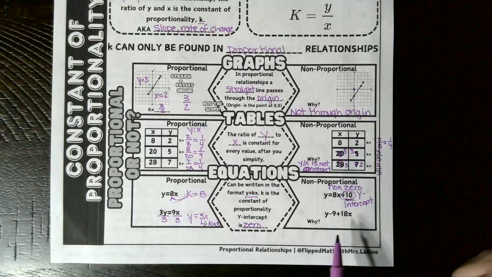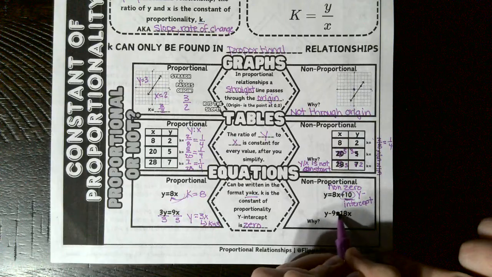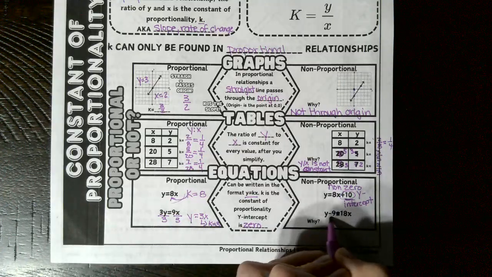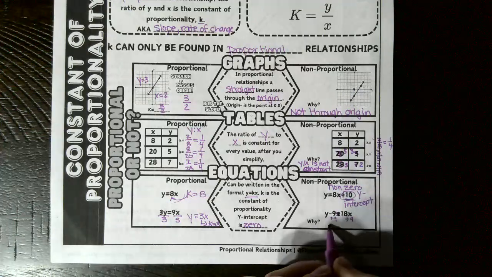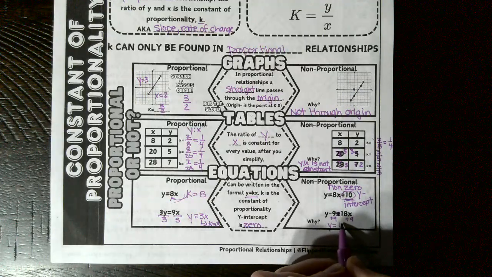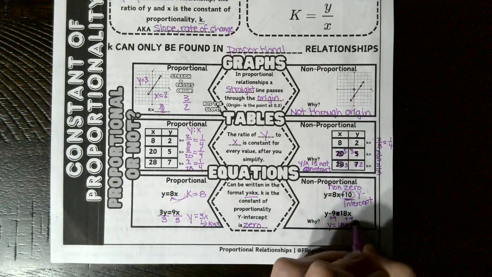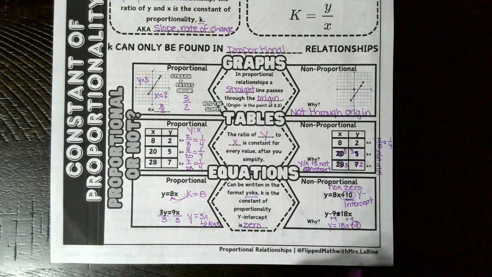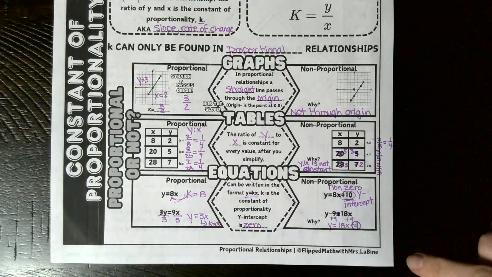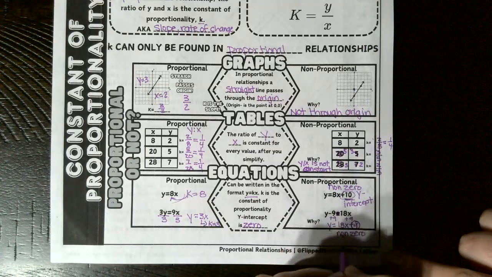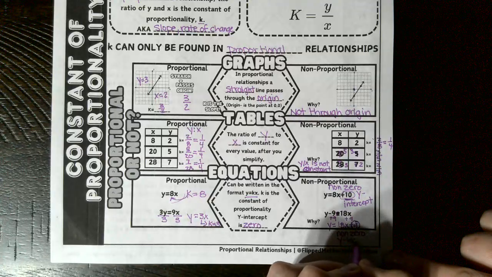Okay, and then this one, y minus 9 plus, that should say equals, man, just making lots of mistakes today. Y minus 9 equals 18x. So I need to get y by itself. So I'm going to add 9 to both sides. So this will become y equals 18x plus 9. And what just happened? We added a y-intercept that was greater than 0. So this is not proportional because there is a non-zero y-intercept.